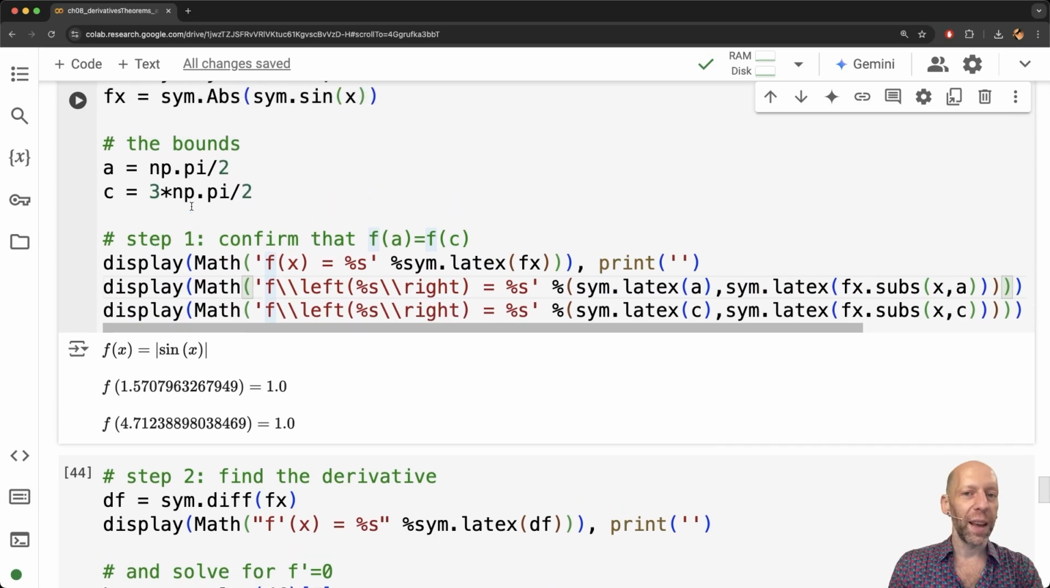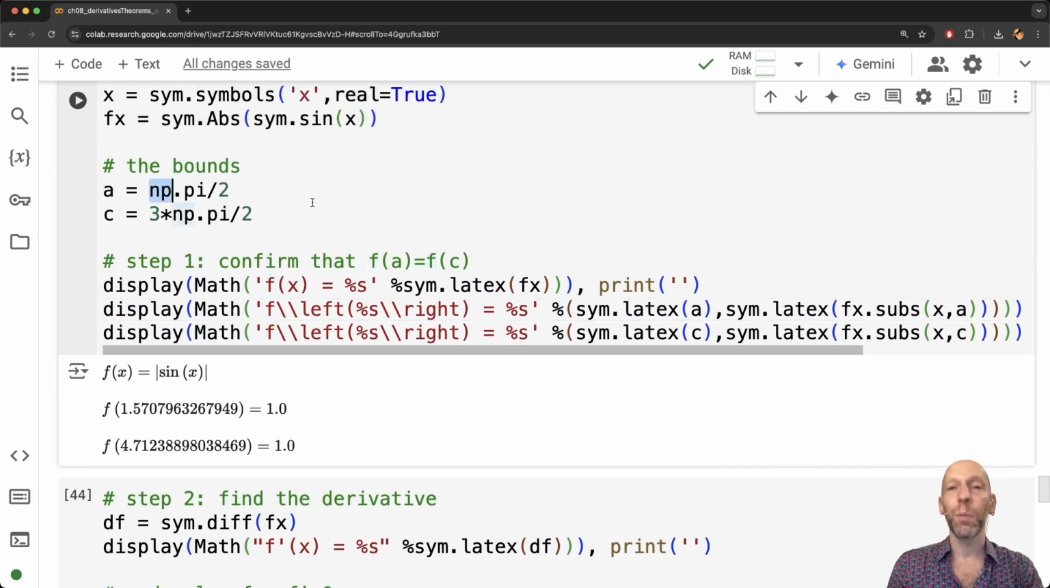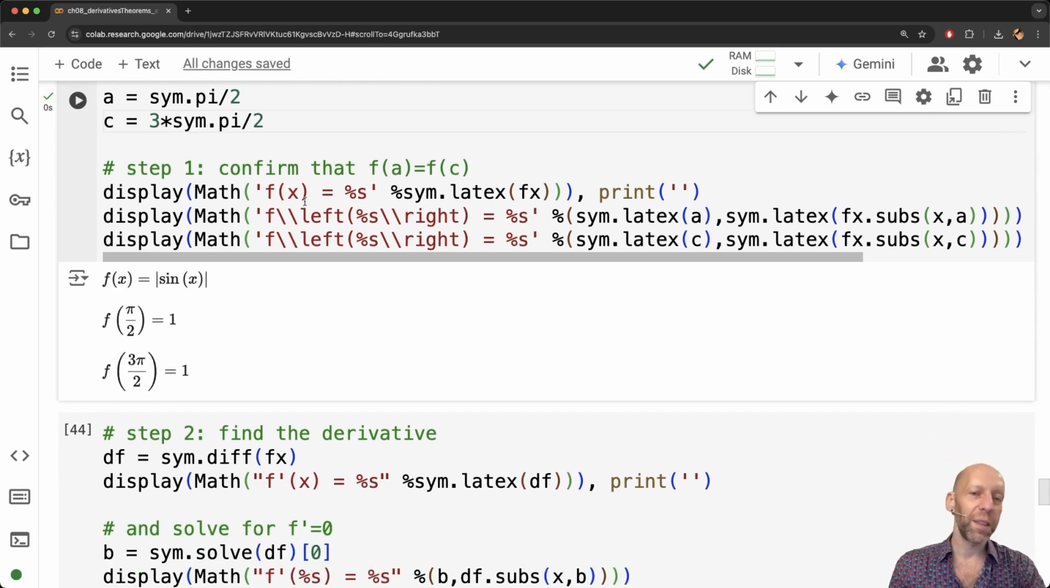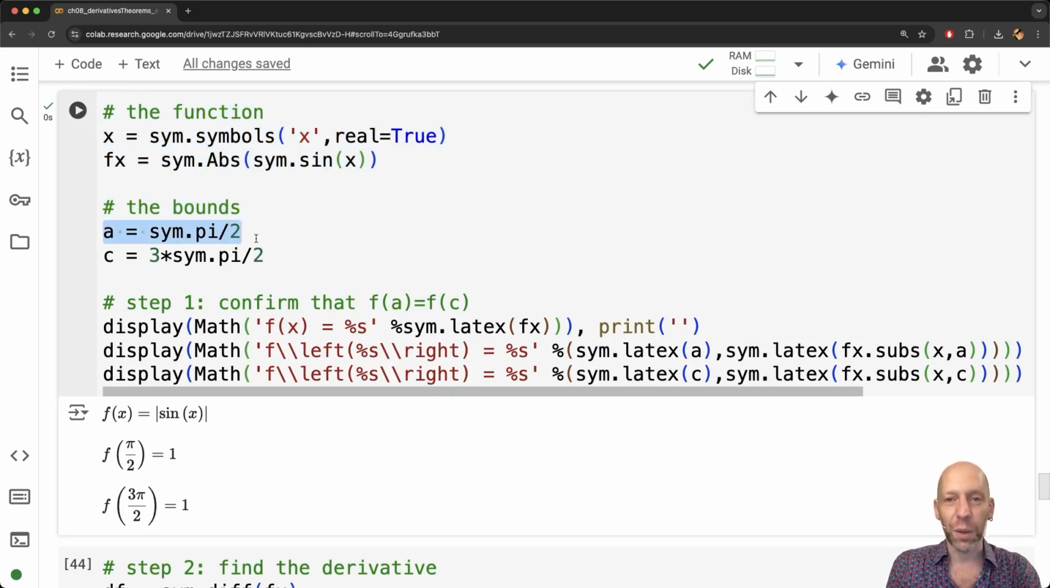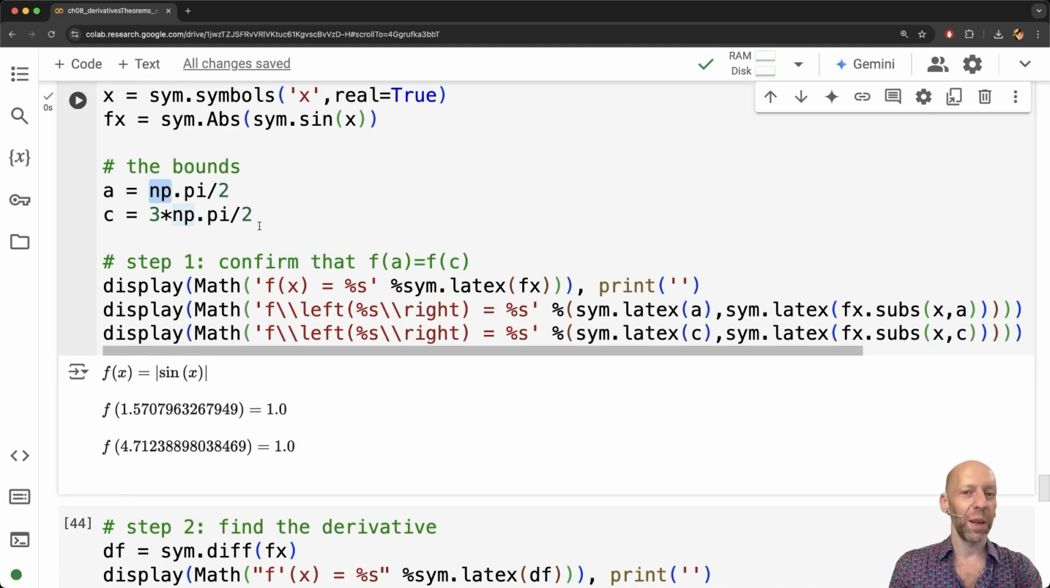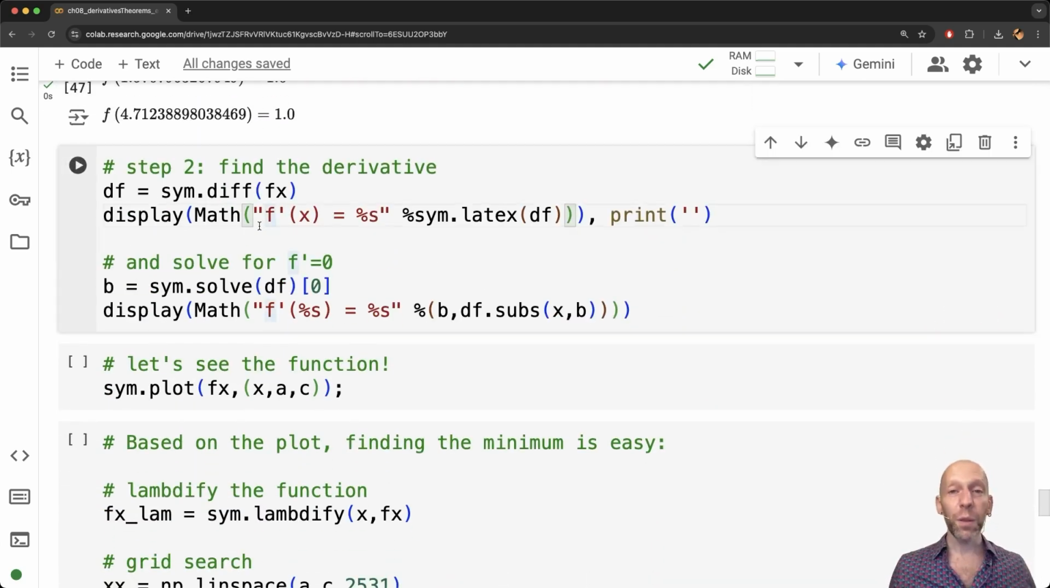Now, notice that I actually created these bounds in NumPy and not in SymPy. You could also write these out in SymPy like this. That's also fine. In fact, that's probably the better thing to do in this particular case for setting up this problem. Although later on in the code, I'm going to actually need these to be floating point numbers and not symbolic numbers. So that's why I leave these as NumPy. Okay, so far so good.